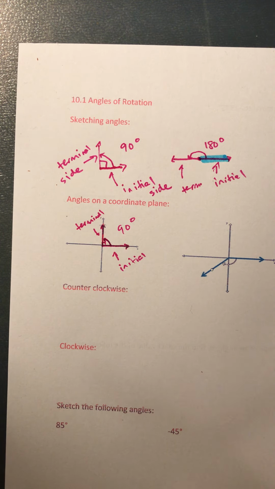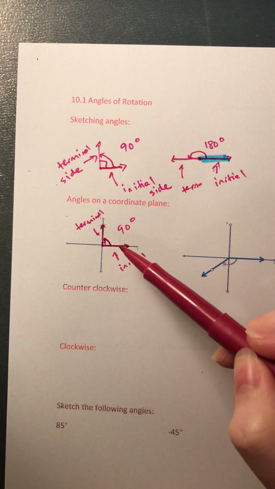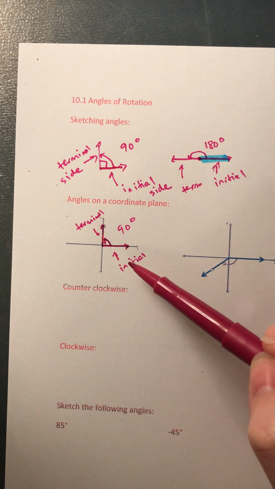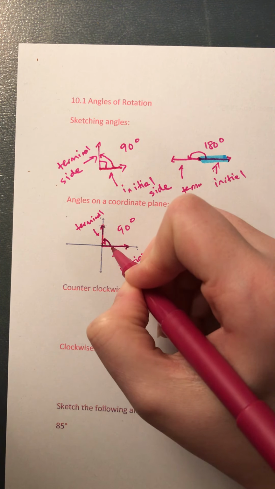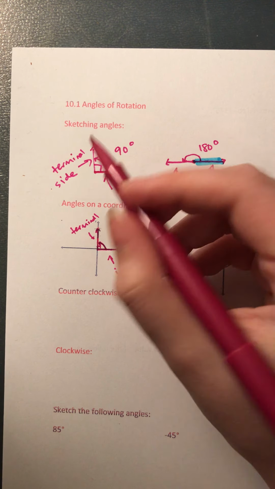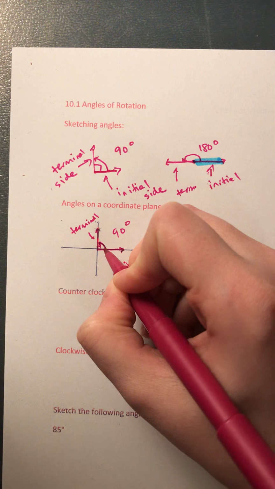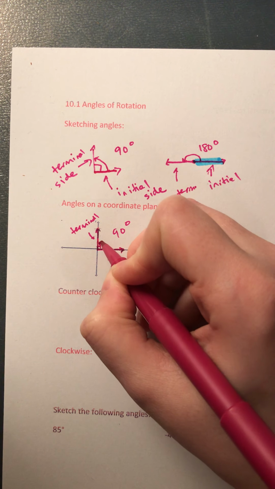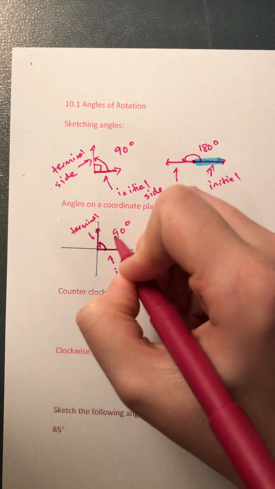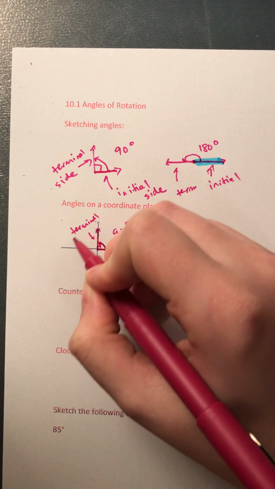All we've done, the only difference between just sketching angles and then drawing them on a coordinate plane, is we can gather more information about exactly where this angle lives. And we're going to talk about positive angles versus negative angles. This one's positive because we start here and we go up. We're going in a positive direction around the coordinate plane. We can say what quadrant this angle lives in.